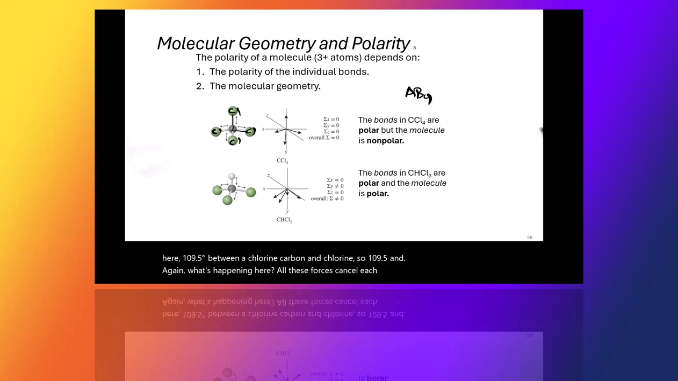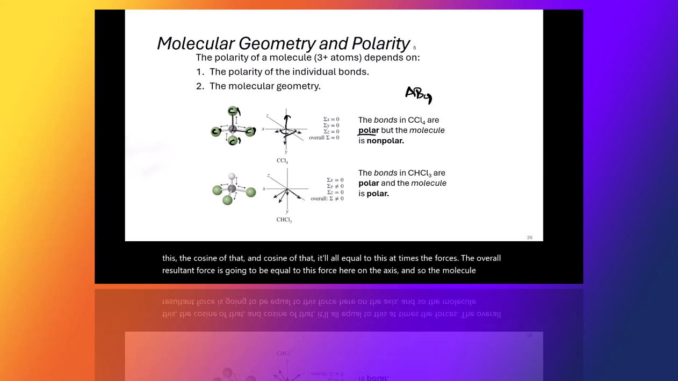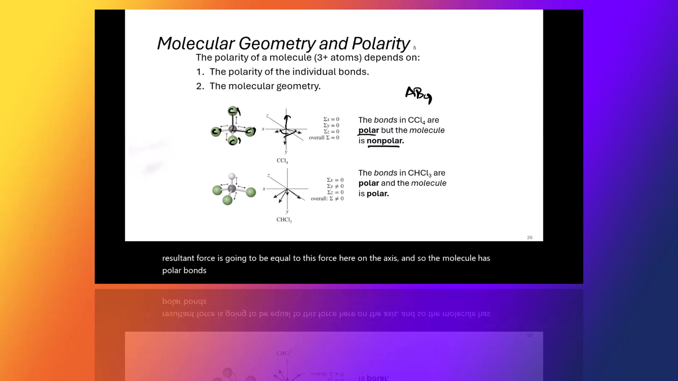If I take the cosine of this, the cosine of that, and the cosine of that, it'll all equal this, and times the forces, the overall resultant force is going to be equal to this force here on the axis. And so the molecule has polar bonds, but it is a nonpolar molecule. So you're going to hear it said this way. The bonds are polar, but when we apply VSEPR and we get a tetrahedral geometry, the molecule itself is nonpolar. The molecule does not have a dipole moment.